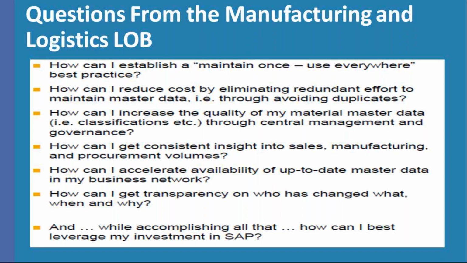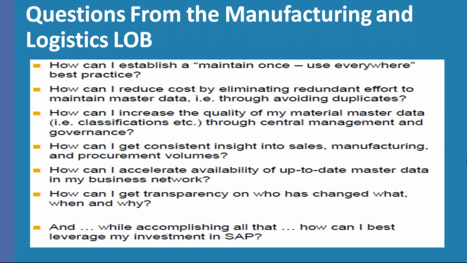That's another point. Third thing is, how can I increase the quality of my material master data, like classification, plant, warehouse, GTIN details, similarly some custom information, through central management and governance? So the simple answer is, of course, these are all reference data, and reference data we can add. In fact, if you want to add custom reference data, that is also possible. So it is very much possible here.